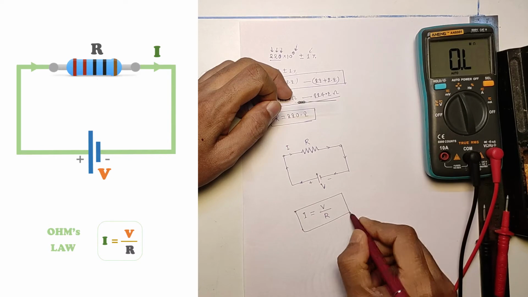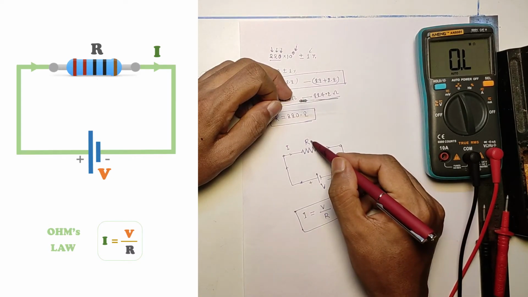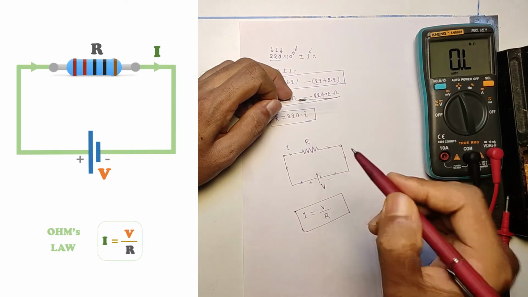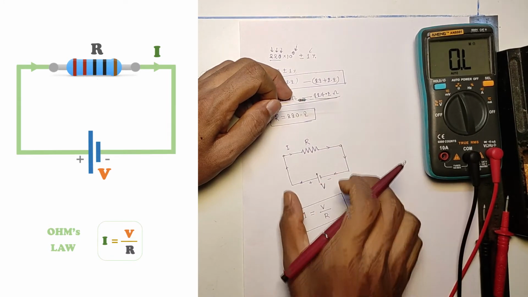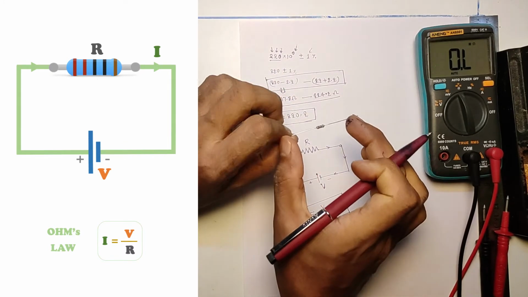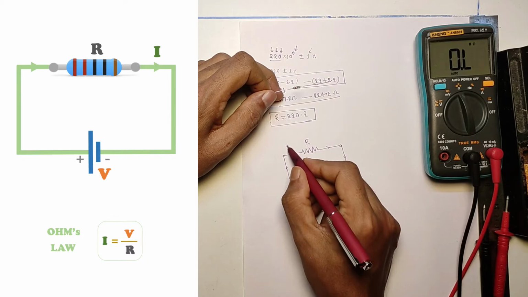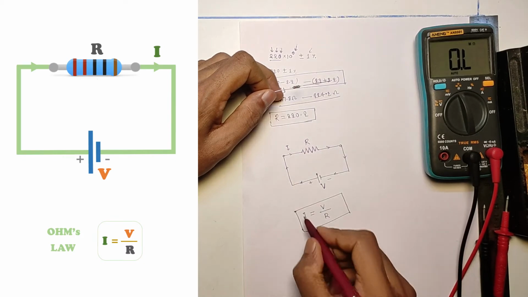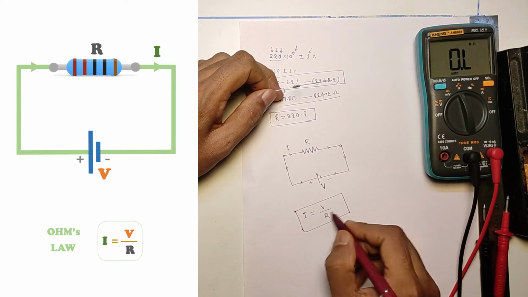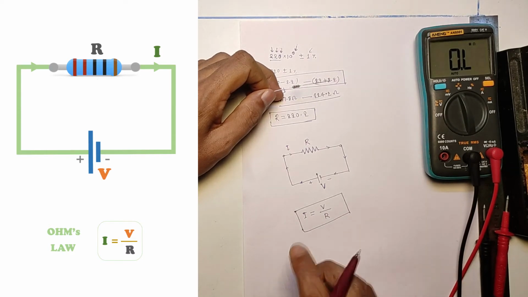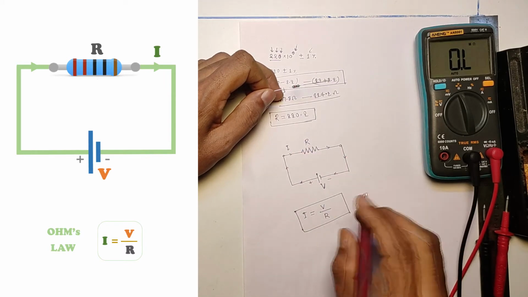Nothing else. Very simple. If you have a resistor whose resistance is R, and you have applied a voltage V across this resistor, then a current will flow through this resistor, and the relationship between current, resistance and voltage is I equals V divided by R. So V divided by R amount of current will flow through this resistor. That is Ohm's law.